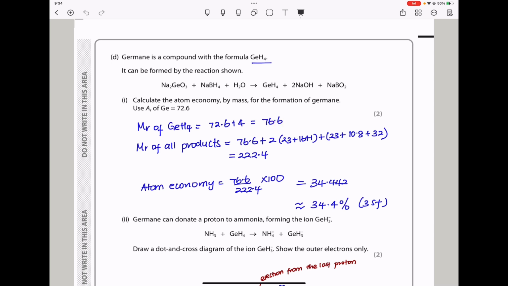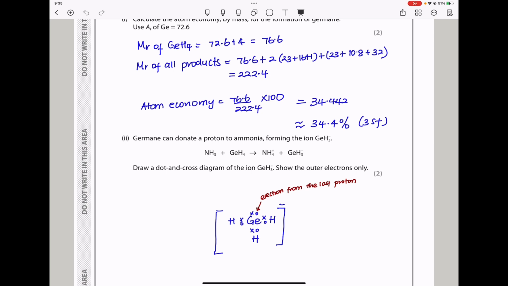So remember, when you're calculating atom economy, we get the molar mass of the desired product divided by the molar mass of all products times 100. So this is the molar mass of my desired product. To find the molar mass of all products, I put that, which is already calculated, plus twice into the molar mass of sodium hydroxide. Sodium is 23, oxygen is 16, hydrogen is 1, plus the molar mass of this. Again, sodium is 23, boron is 10.8, and then oxygens are 2, which is 32. When I added that, I got 222.4. So in my final calculation for atom economy, 76.6 is going to be divided by that and multiplied by 100, and I got 34.442. Rounding it off to 3 significant figures, I got 34.4%. And again, this is 3 significant figures, so I stuck with that.